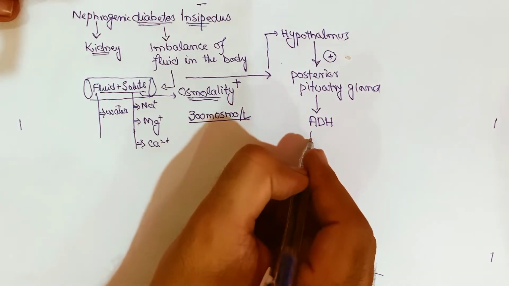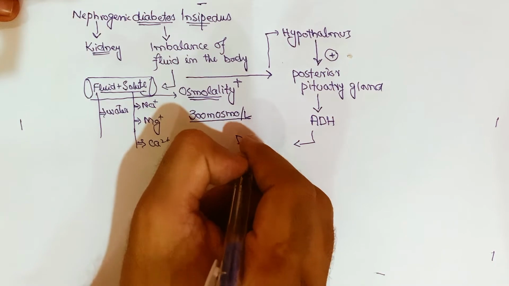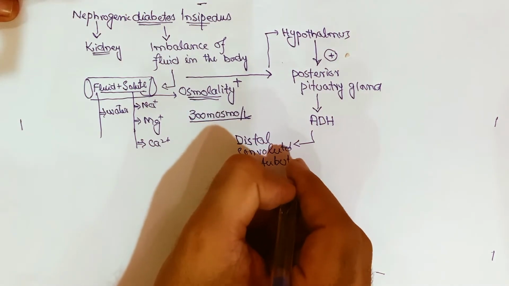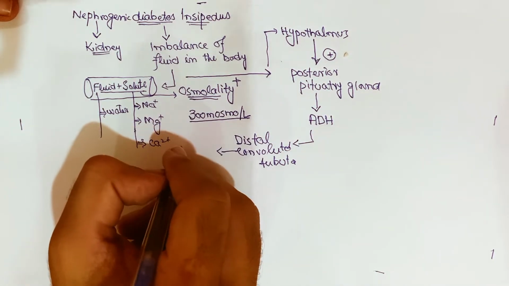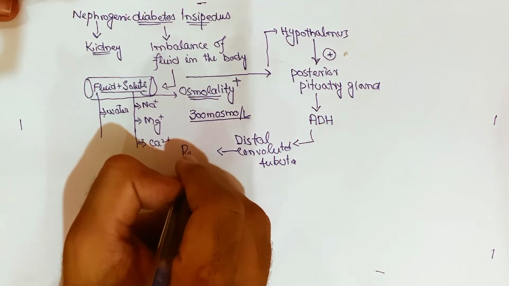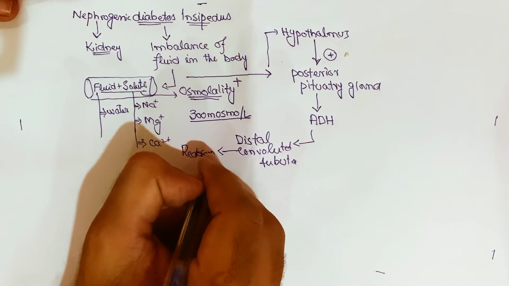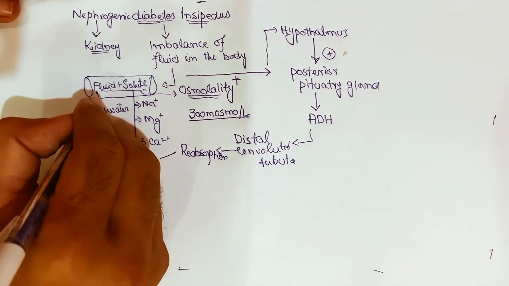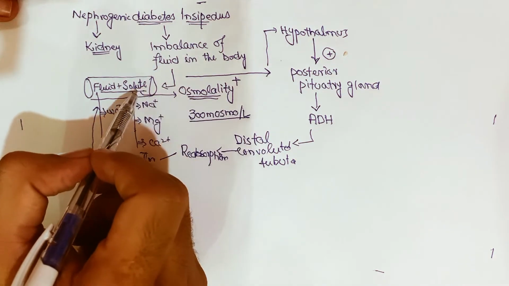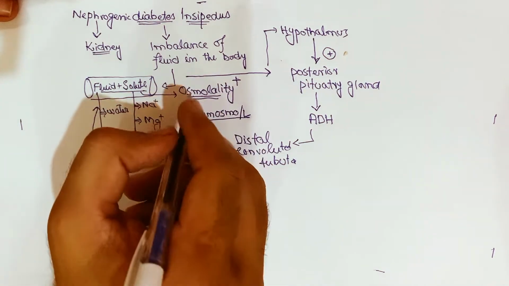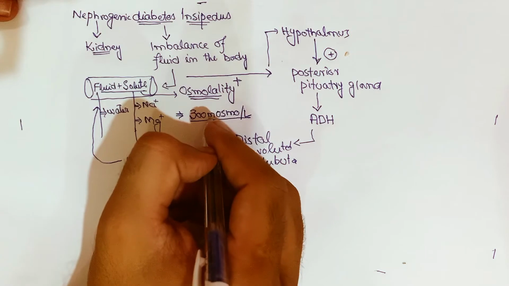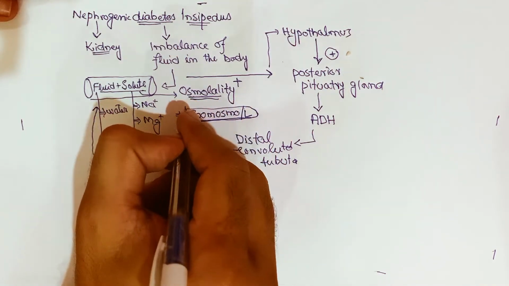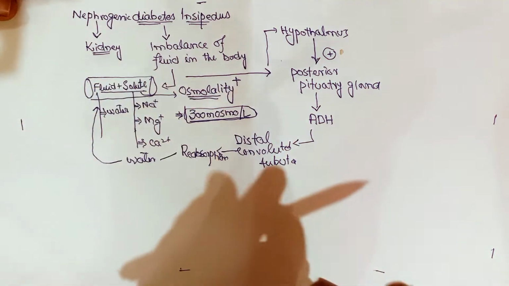This antidiuretic hormone acts on the distal convoluted tubule and causes the reabsorption of water into the blood vessel, and as a result the osmolality of the fluids in the blood vessels becomes normal, that is 300 milliosmol per liter. It means this is the normal range of osmolality in the blood vessels.